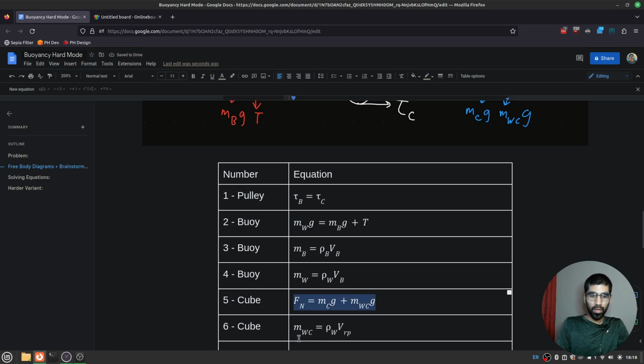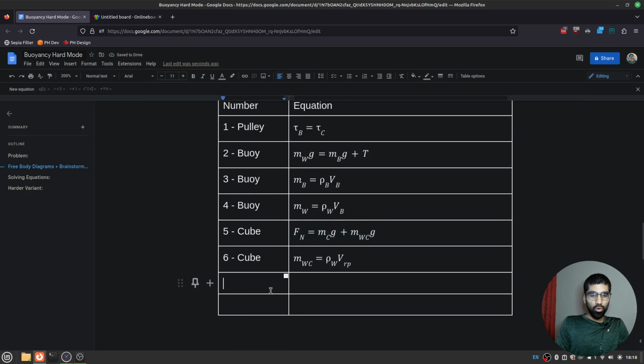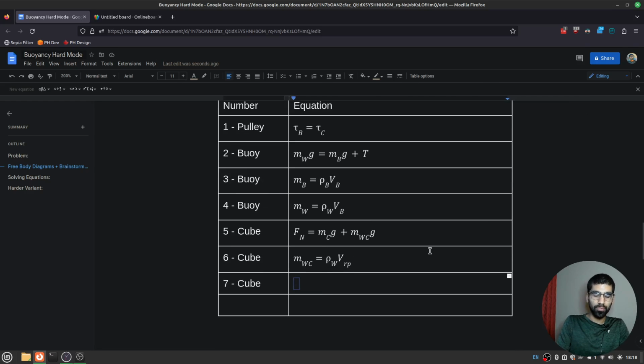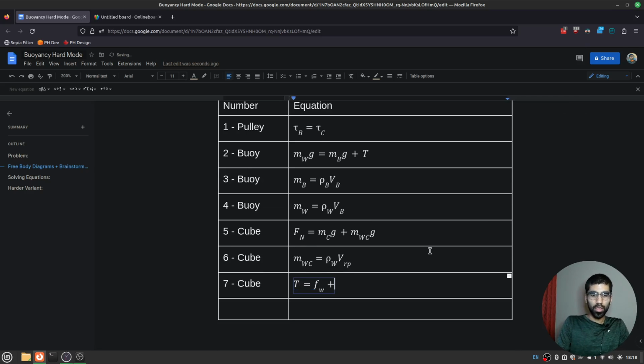Alright, last equation for the cube, we have in the x-axis here, the tension on the left hand side. Again, all forces are equal right now, nothing's moving, so it's gonna perfectly balance with these forces on the right hand side. So I'm gonna write that. The tension is equal to the friction from the water, aka the water resistance, plus the friction from the sand.